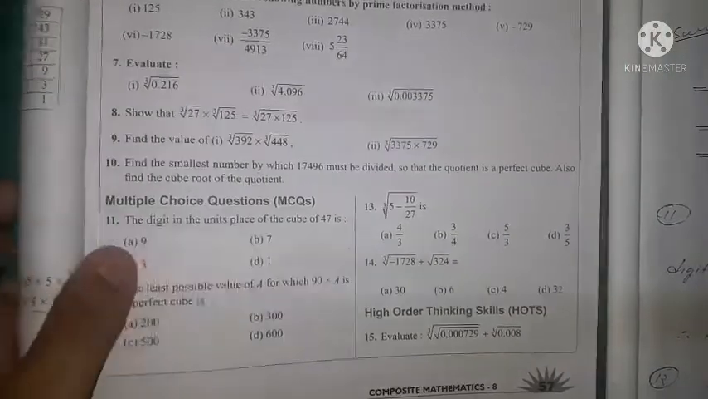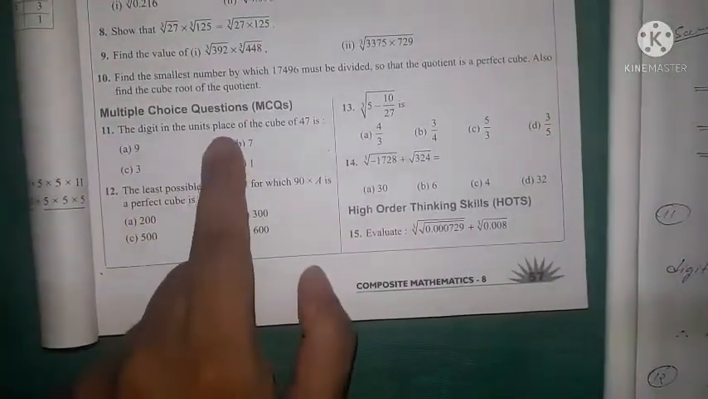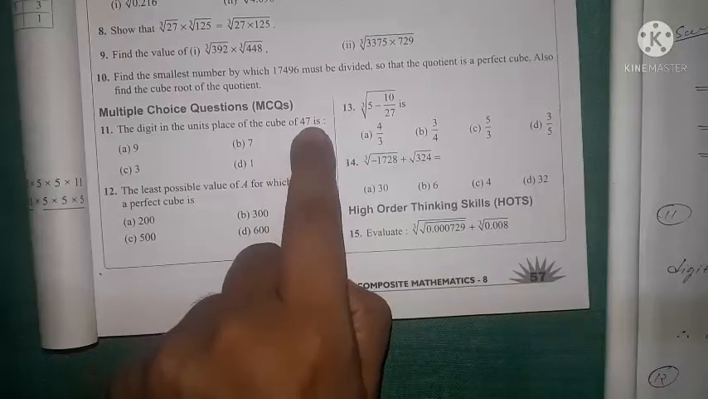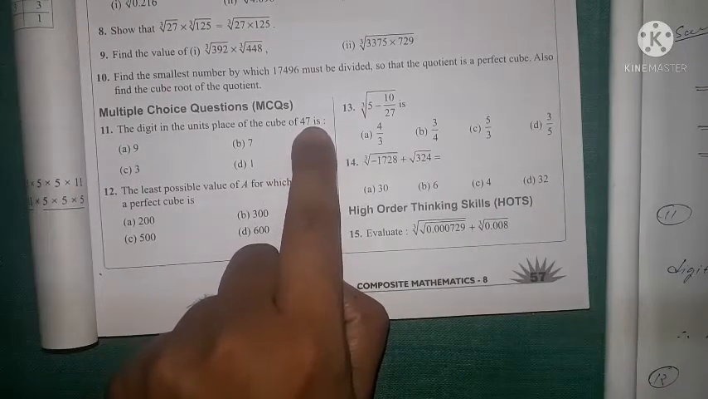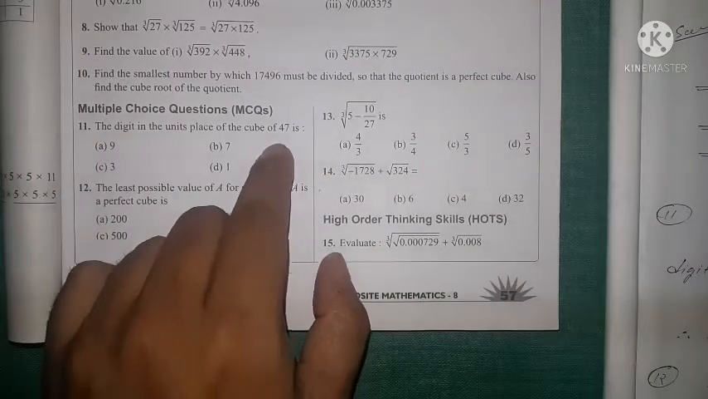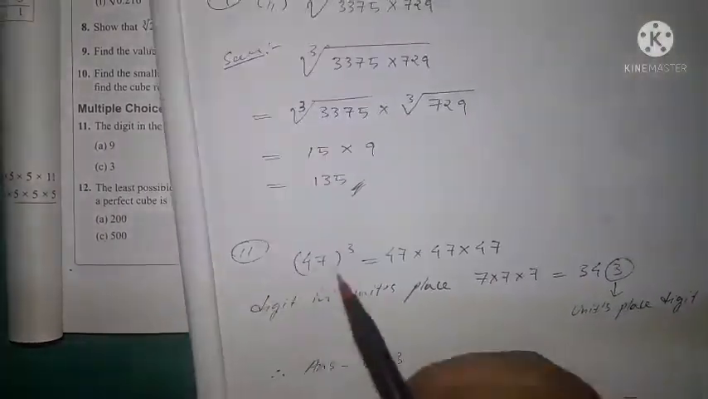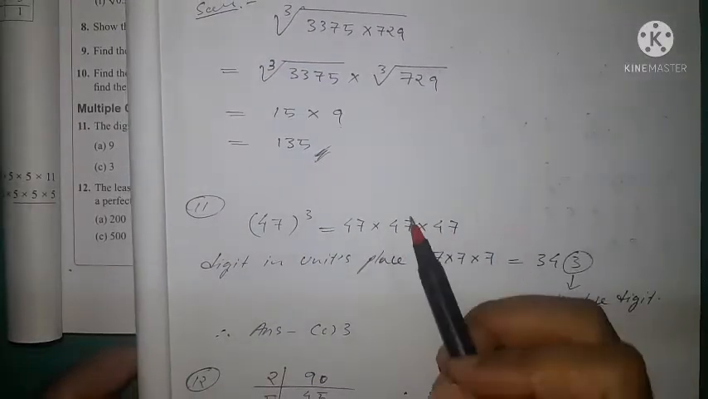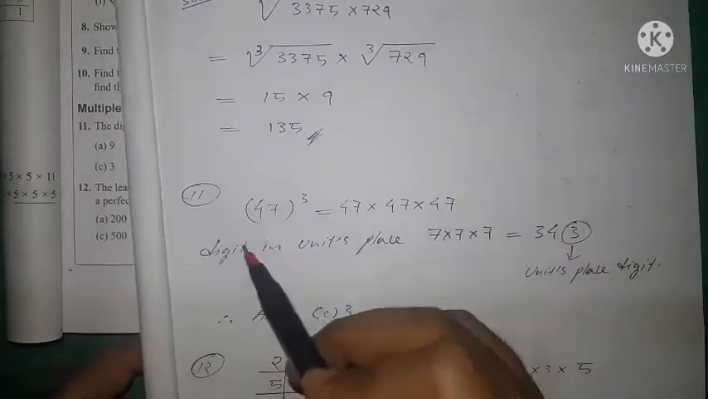Then question number 11. It is given that digit in units place of a cube of 47 is. That means we need to find the digit in units place. What will be the digit in the units place if we do the cube of 47? So that means we need to find only the digit in units place.